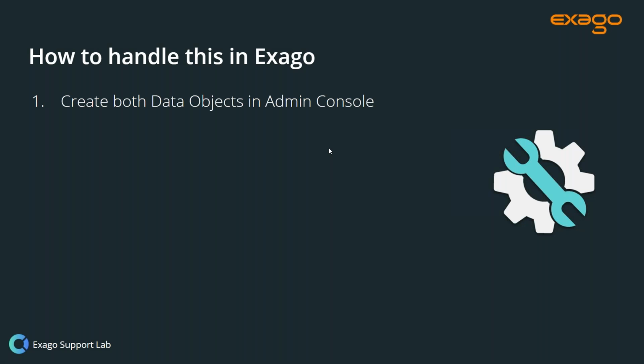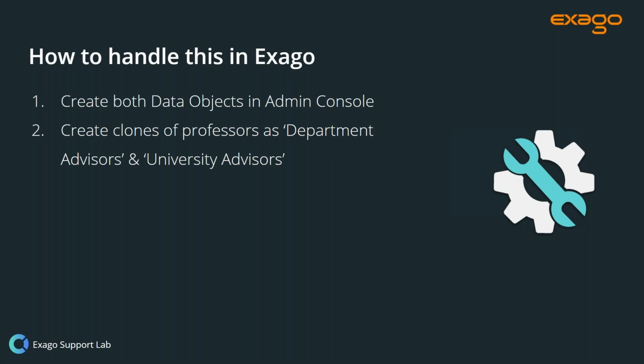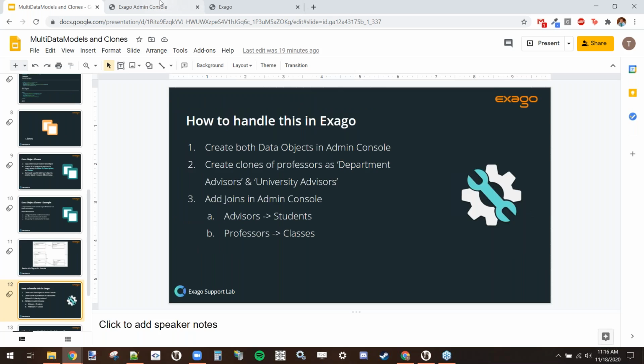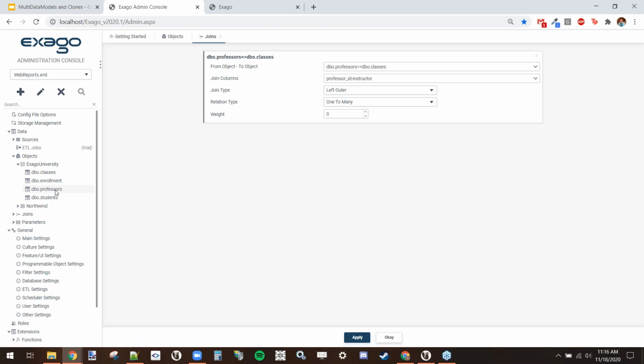And so how we handle this is we can create the data object in the admin console, all the data objects we need, and then we can clone the professor object as either a university advisor or call it a department advisor. So we can create a clone of the professor's object, and then we can add additional joins using that clone in the admin console. So here, what I'm going to do is jump over to the admin console. And this is actually a really easy feature to use.